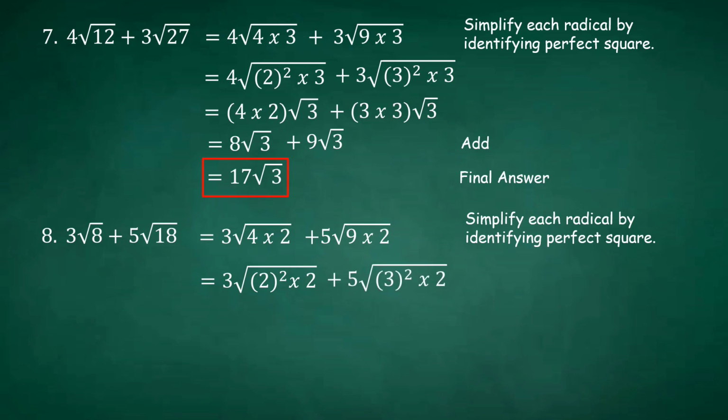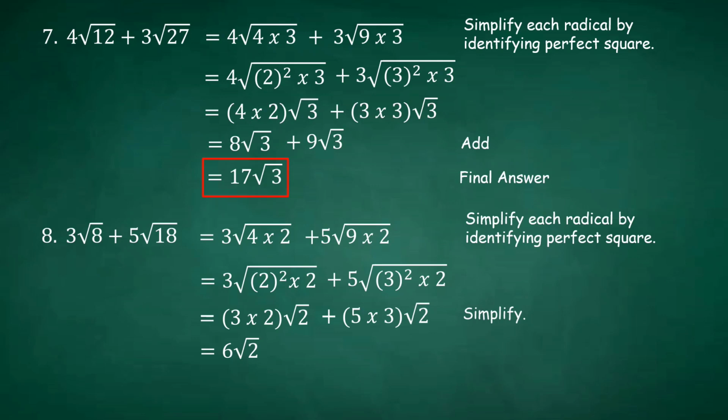And then square root of 2 raised to the power 2 is 2. That's why we need to pull out 2 from the radical sign, and then the number 2 remains inside the radical. Square root of 3 raised to the power of 2 is 3. That's why we also need to pull out 3 from the radical sign, and then the number 2 remains inside the radical. Simplify again. 3 times 2 is equal to 6, and copy the square root of 2.